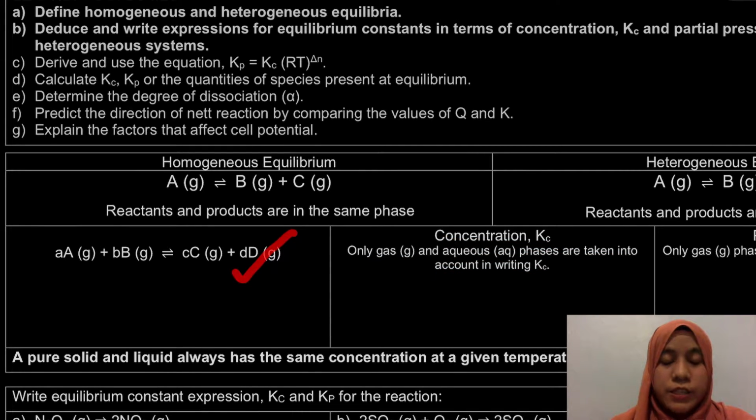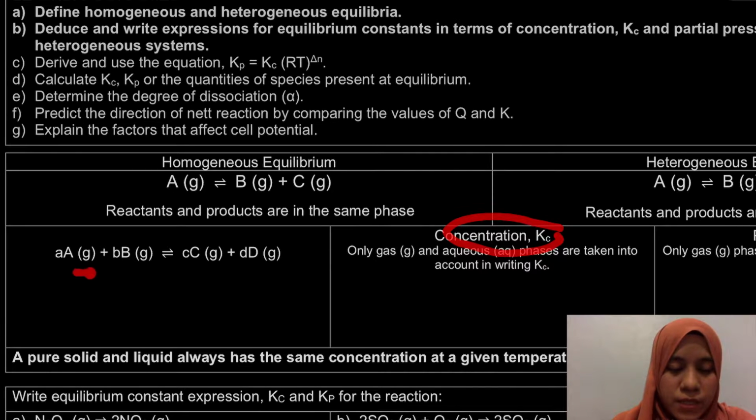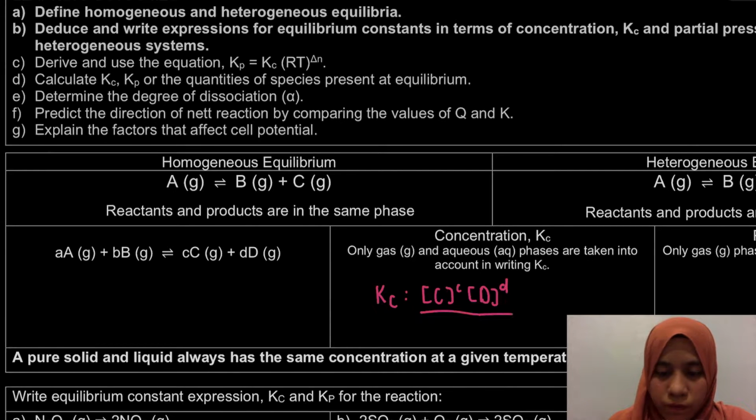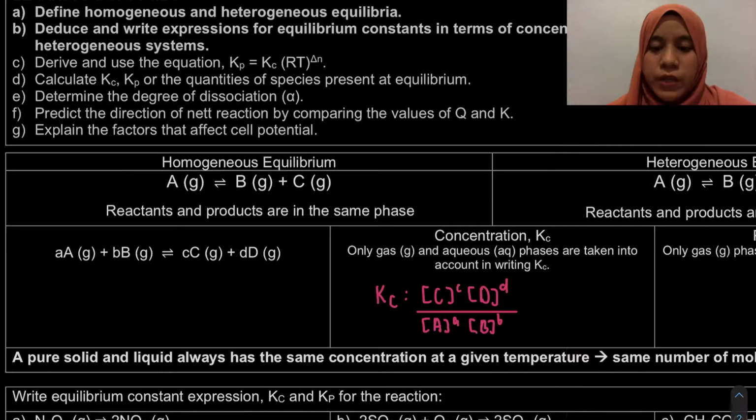So for example, we have this general equation, and all of these are in the gaseous phase. So for writing the Kc, all of these species and their stoichiometry will be written down as well. Because it is concentration, we must use square brackets, and in the square brackets is our species. The power, or superscript, must be the stoichiometry in front of it. No worries, we're going to apply this in a given equation. So that is for Kc. Remember, it's only for gas and aqueous.